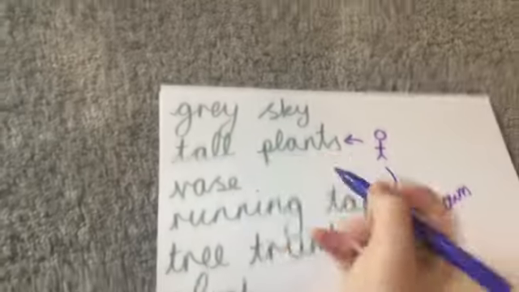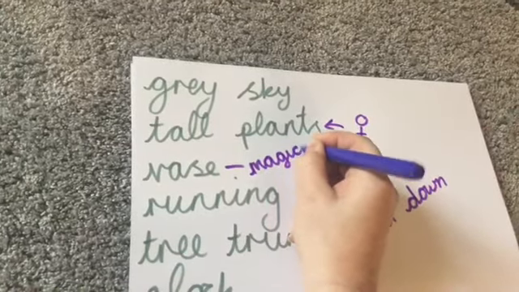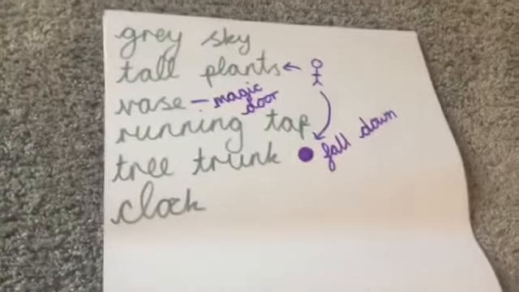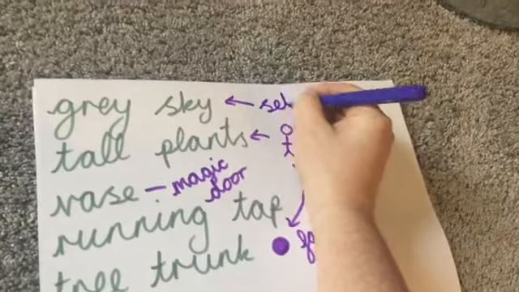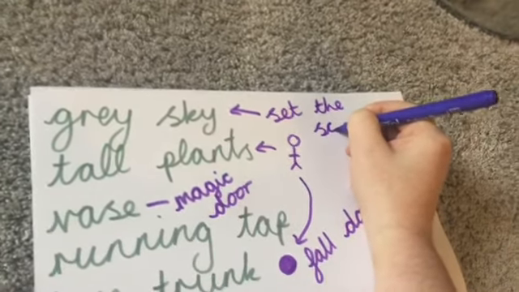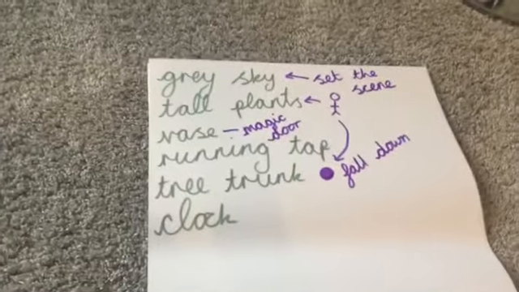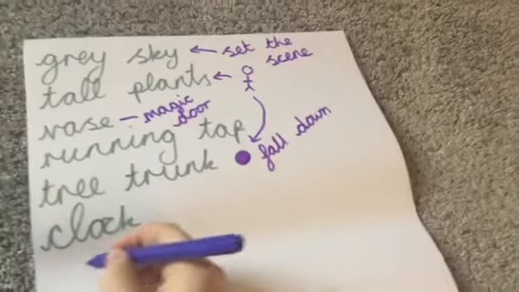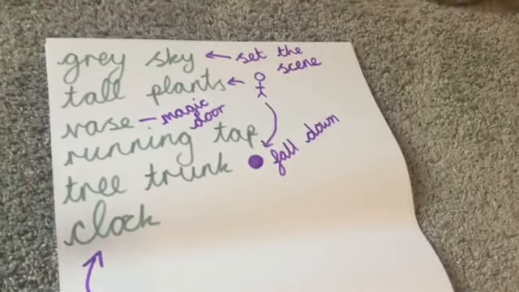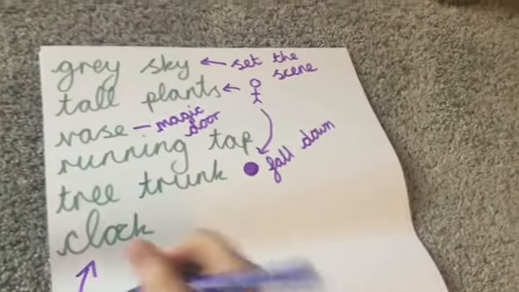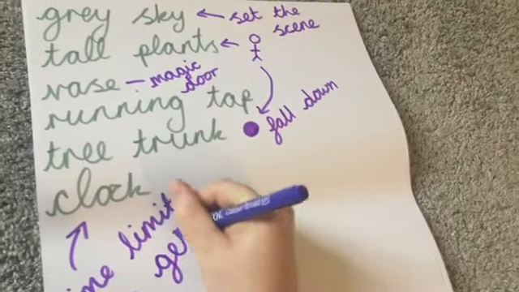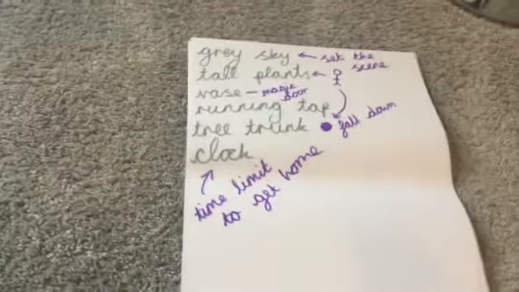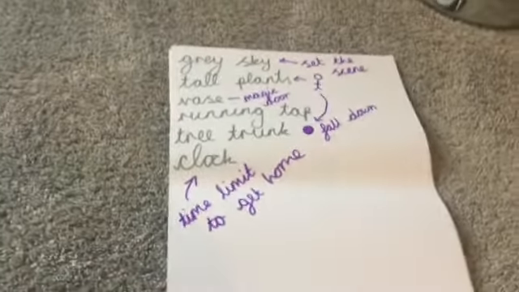The vase, I'm going to have that. It looked quite glitzy, quite glamorous. I'm going to have it as a magic door that might get my character back to where he or she needs to be. The grey sky, that's going to help to set the scene of how creepy it is in the place when my character is so small. And the clock, maybe there's a time limit to get home. Okay, so those are my thoughts on my short story.